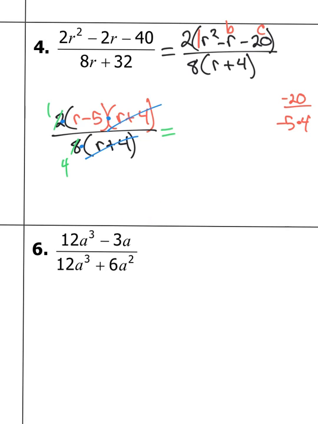So I would get my final answer, r minus 5 times 1, but that just means it's r minus 5 up top. And then we have a 4 on the bottom. That is my answer for number 4.